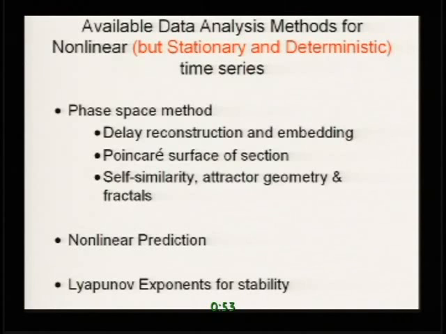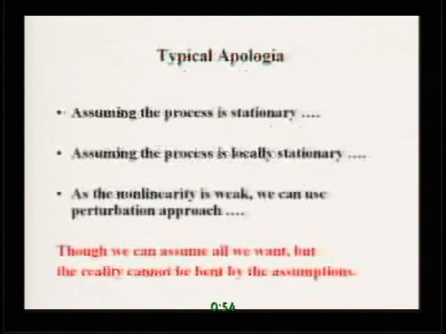So we have linear but stationary, linear non-stationary, nonlinear but stationary and deterministic. So we know something about these too. But the real data we have is both nonlinear and non-stationary. For that, we don't have any method. Now, faced with that, what do we do? We apologize. The scientists and engineers learn to live with it, saying, assuming the process is stationary.